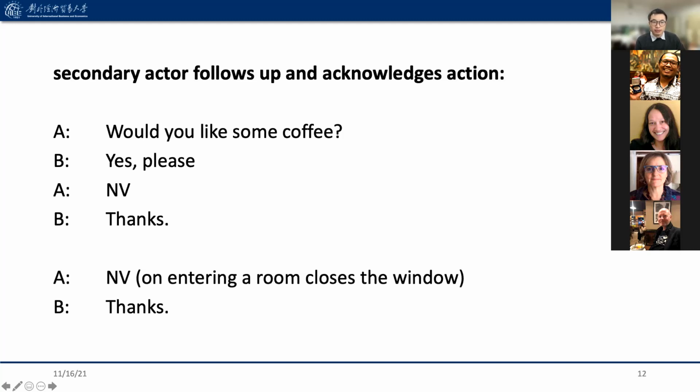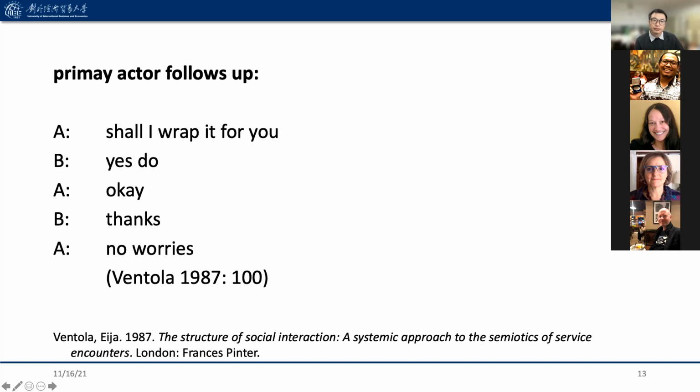Aside from things happening before the action, negotiating before the action can also be followed up. So the secondary actor can follow up by saying thanks. So would you like some coffee? Yes, please. And then A pours the coffee and B says thanks. Because B does not perform the action themselves. Or you don't need to negotiate the action. So for example, in the second example, when A entered the room, the paper was flapping on the desk and A closes the window, and B can say thanks. So here still we have a secondary actor follow-up.